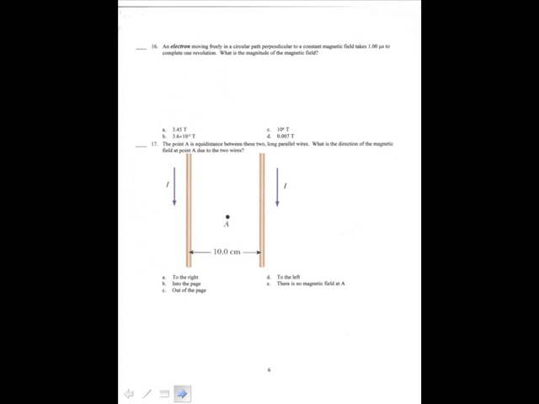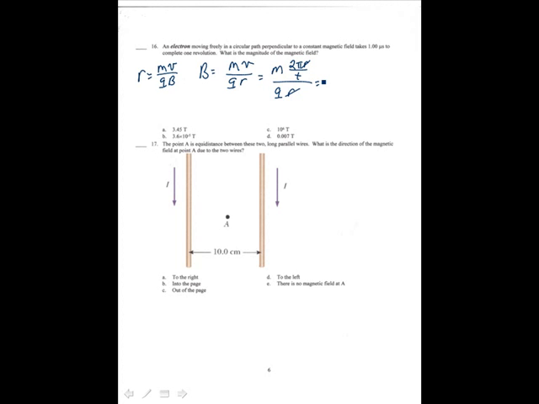Number 16, an electron moving freely in a circular path perpendicular to a constant magnetic field takes 1 microsecond to complete 1 revolution. What is the magnitude of the magnetic field? Very similar to a homework problem. We know from the cyclotron equation that R is equal to mv over qB. I want to know the magnitude of the magnetic field, so I just solve that for B. That is mv over qR. So mv is going to be the distance, 2 pi R, over the time, divided by q times R. R cancels out, which is a good thing because we don't know it.